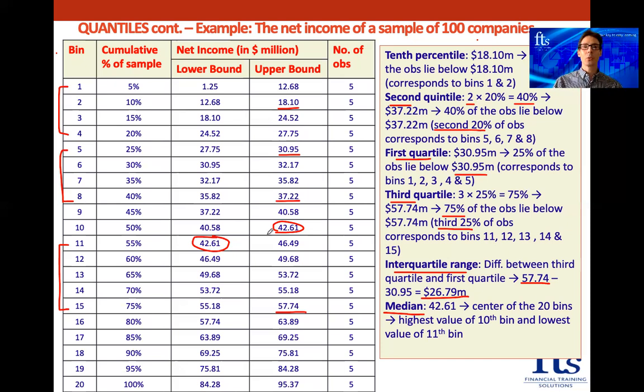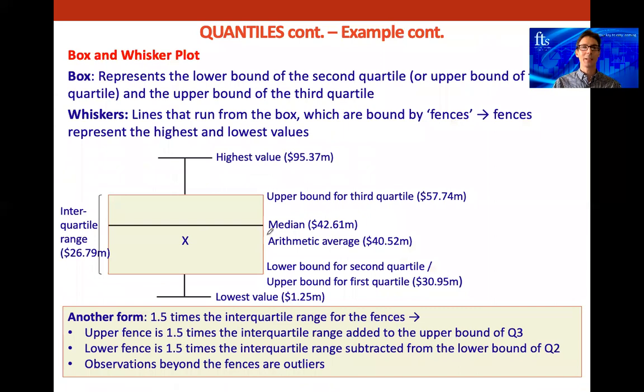Excellent. So we just got one more thing to look at, and then we're done with this class. And that is a box and whisker plot. So the box represents the lower bound of the second quartile, which is exactly the same thing as the upper bound of the first quartile. So it's the difference between that and the upper bound of the third quartile. So if we go over here, we just looked at this one over here. We used this one on the previous slide.